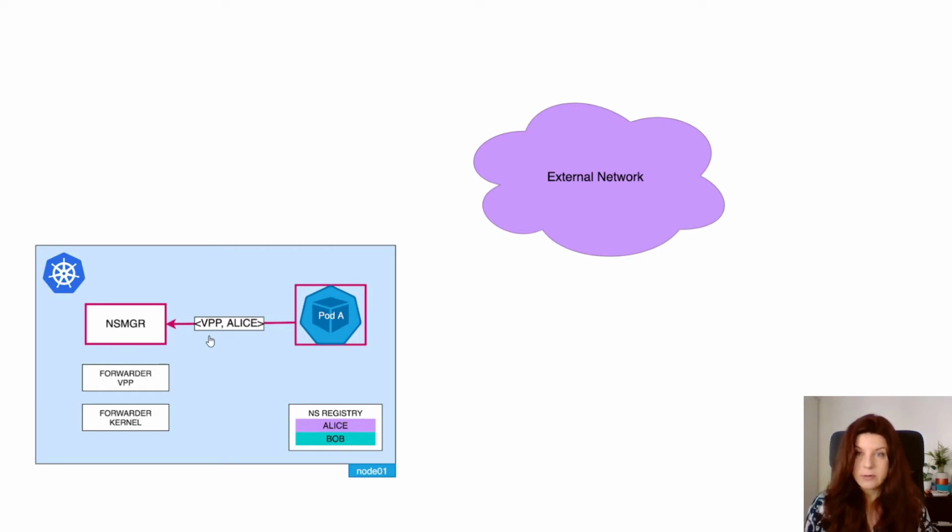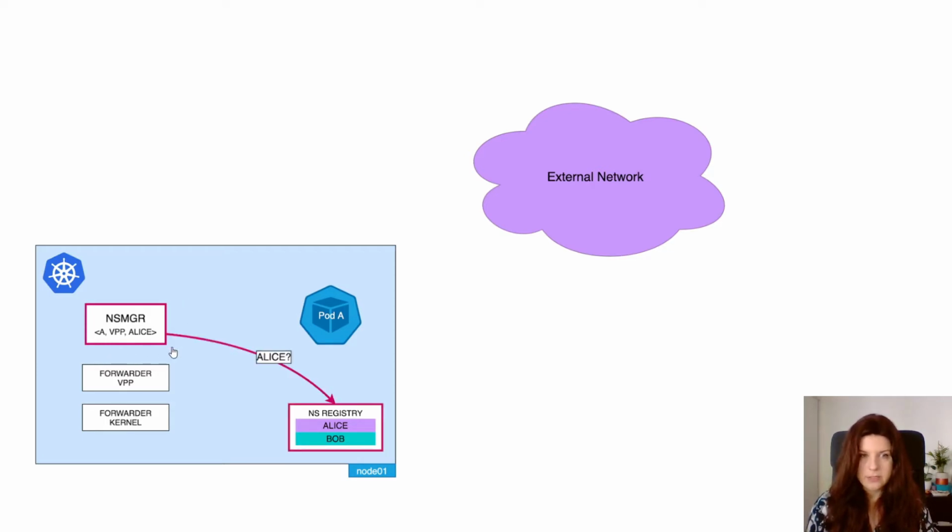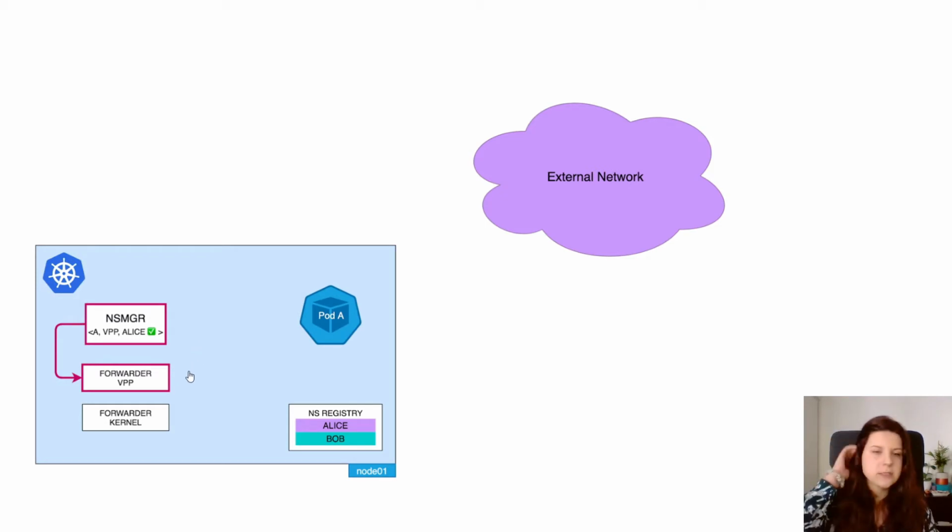And this request can be sent whenever the application needs to connect to the network. So now the manager takes over, and the manager verifies if Alice network is available in the registry. So yes, it is available. The positive response goes back, and now the network service manager forwards the request to the forwarder, to the VPP forwarder, because this is what pod A requested.